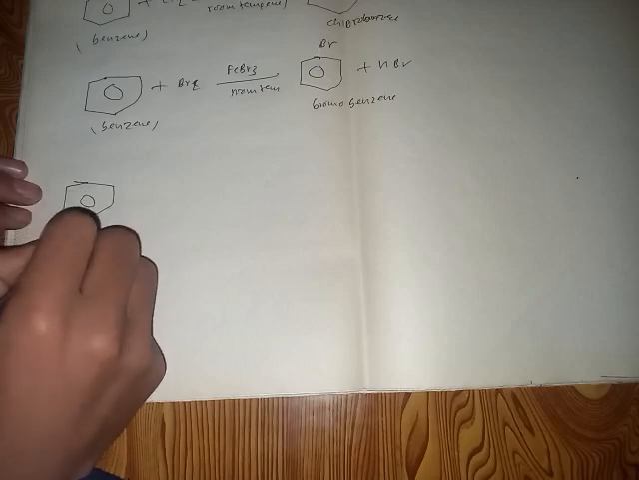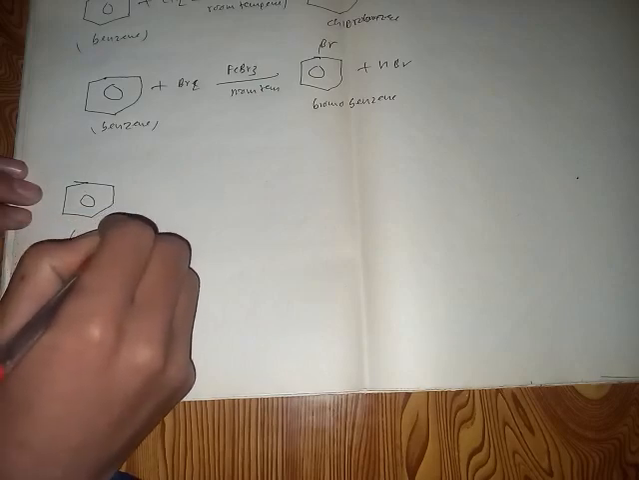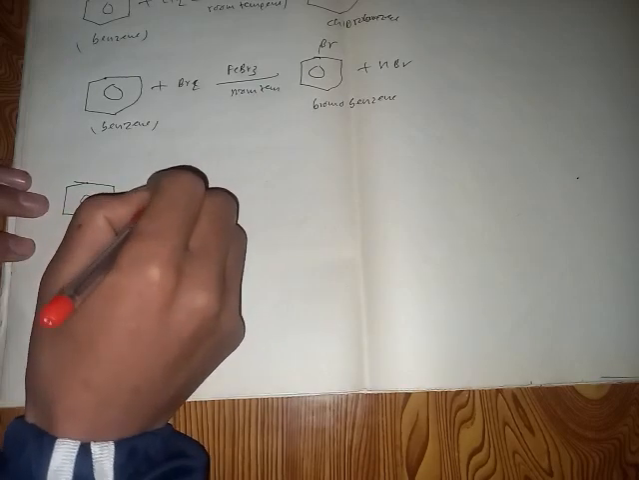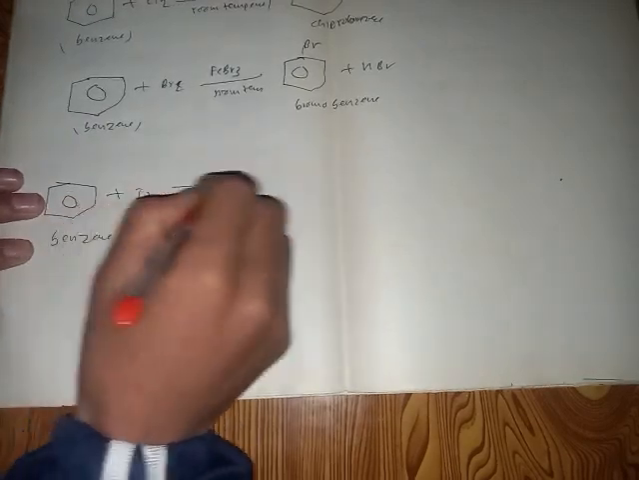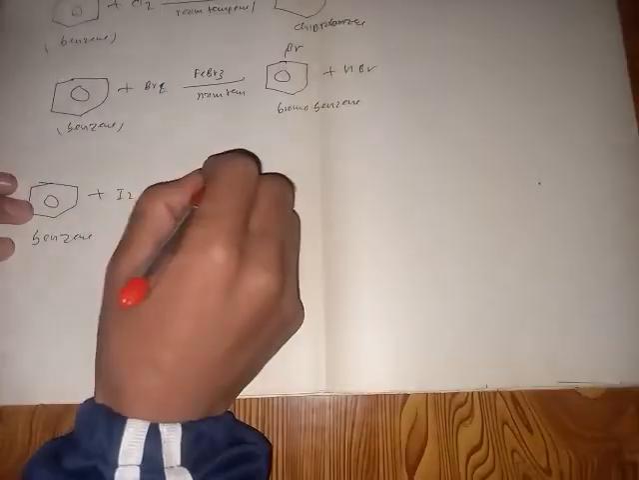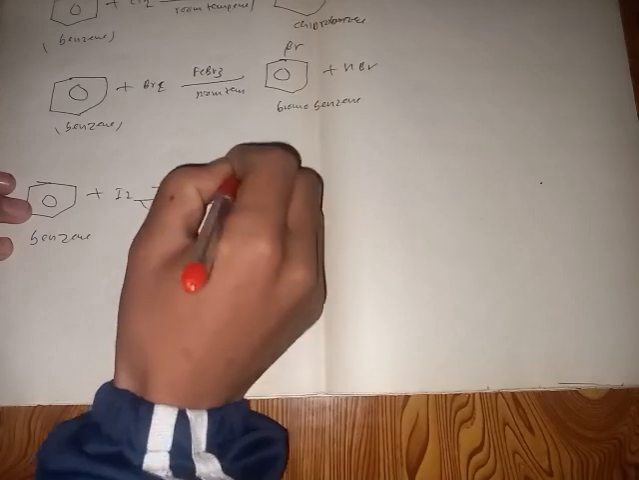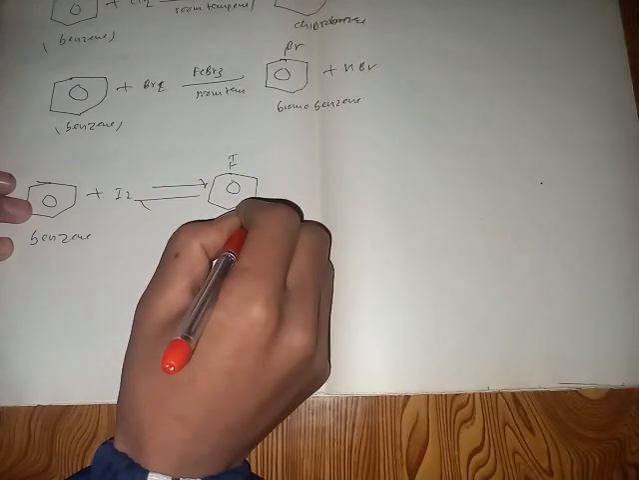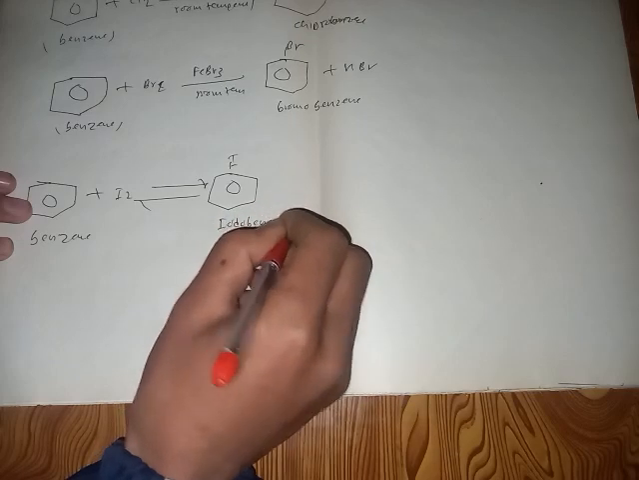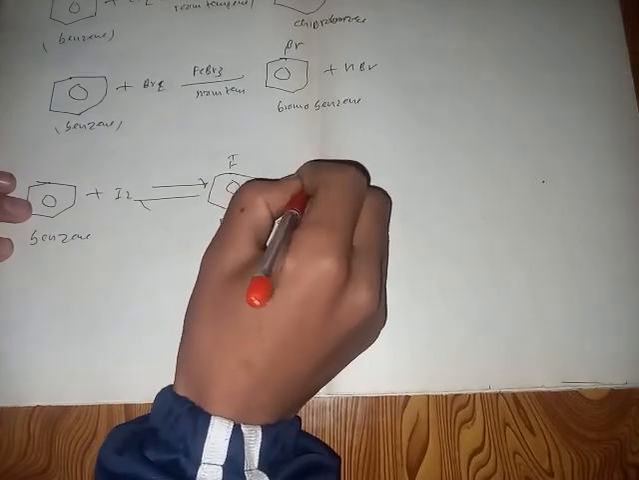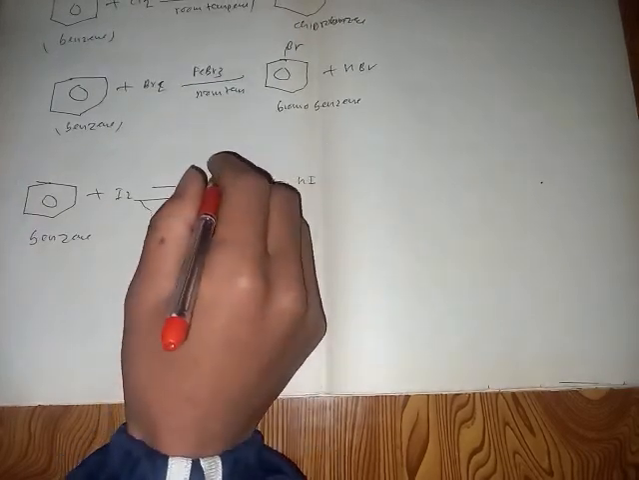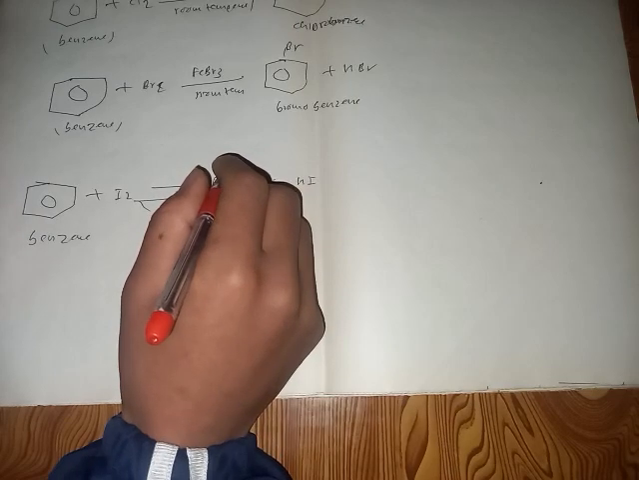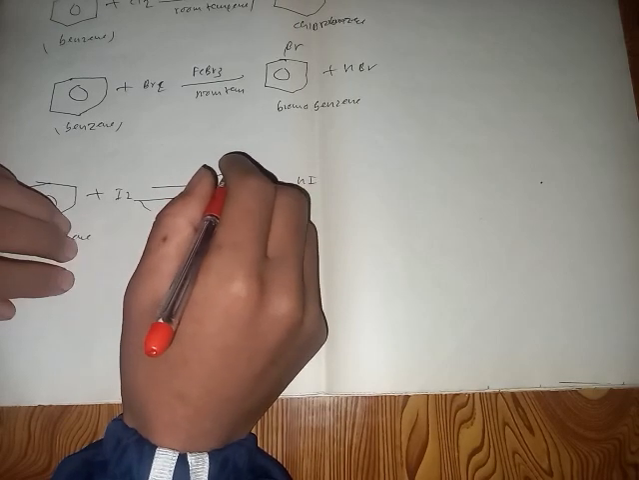The name of this compound is benzene. Benzene is reacted with iodine. It is a reversible reaction. So the name of this compound is iodobenzene, and the side product is hydrogen iodide.